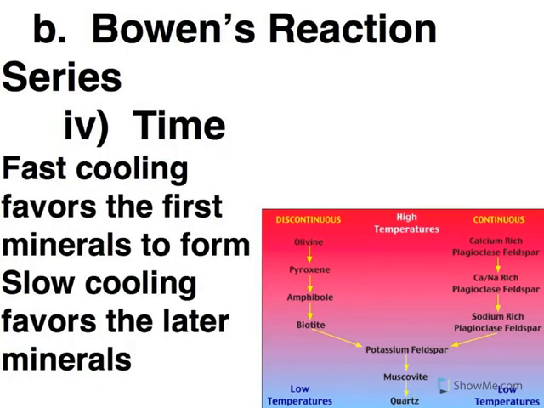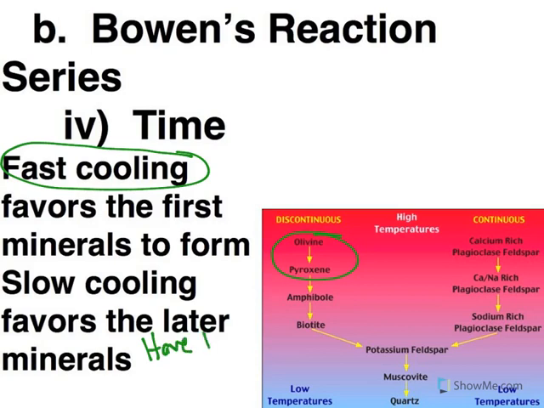The effect of time has to do with how fast the cooling occurs. So if it cools quickly, then you're mainly going to be getting the stuff that forms at high temperatures. If it cools slowly, then you have time for the others to form.